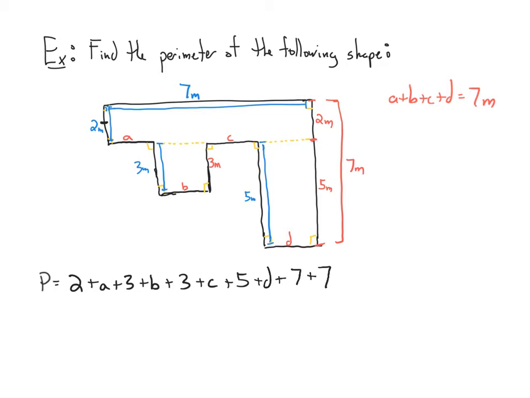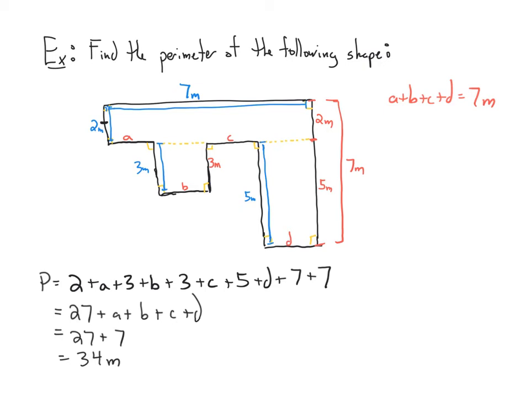So let's combine this. So combine our constants here. We have 2 plus 3 plus 3 is 8, plus 5 is 13, plus 7 is 20, plus another 7 is 27. So we get 27, and we still have our A plus B plus C plus D. But we know A plus B plus C plus D is another 7 meters. So this is 27 plus 7, which is, of course, 34 meters.